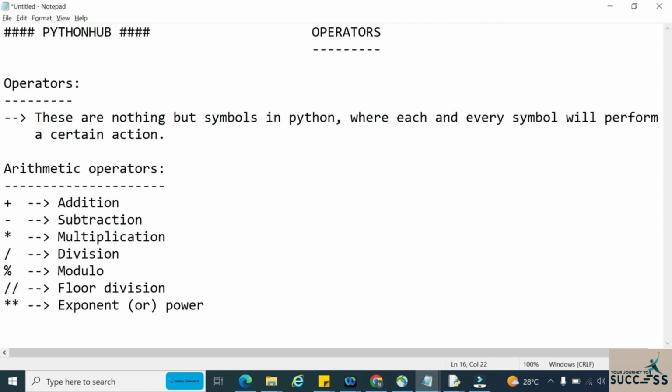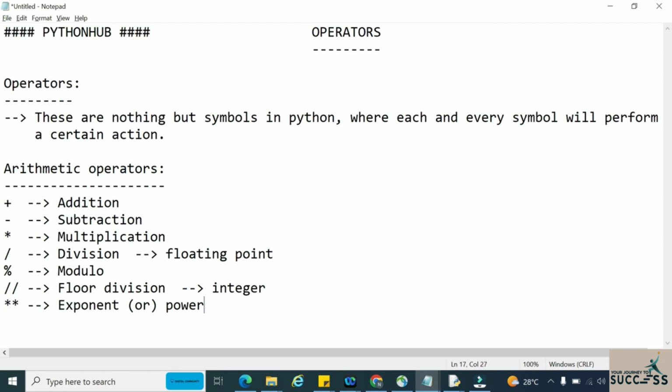I hope all of you understand the difference between division and floor division. Division always returns a floating point number, but floor division always returns an integer. That is the main difference between the normal division and the floor division.